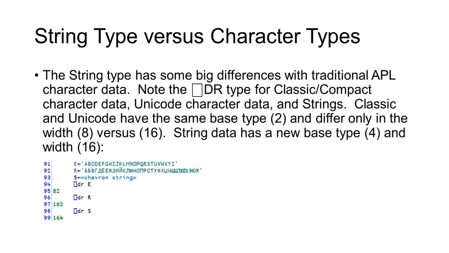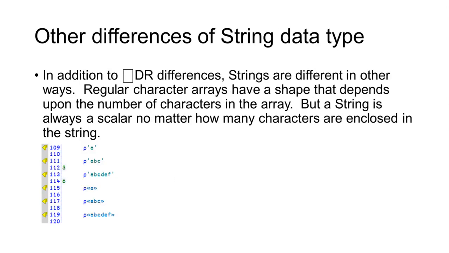We've got those three types, and we query their quad DR, and we see an 82, a 162, or a 164. An important distinction is the 2 or the 4 at the last digit of the data type, which tells us if we're dealing with a standard character array or a character string. Some other differences: regular character arrays have a shape that depends on the number of characters in the array, but a string is always a scalar, no matter how many characters are enclosed in the string.